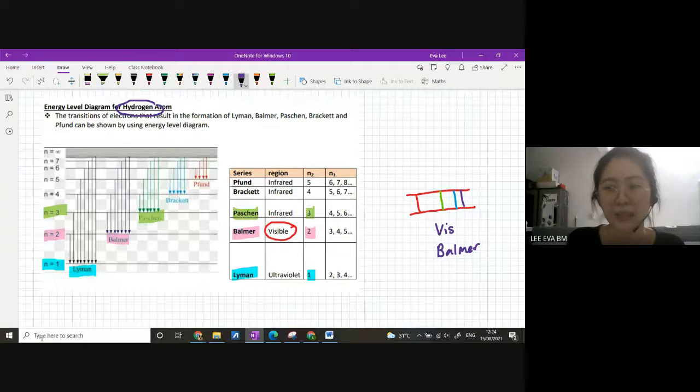Okay, so madam is testing using this table. If madam says, okay, when the transition is made of an electron from energy level 6 to energy level 3, what is the series?